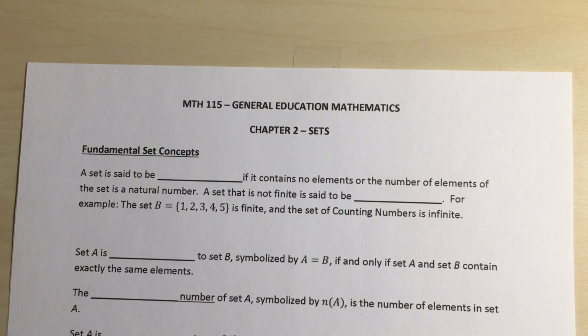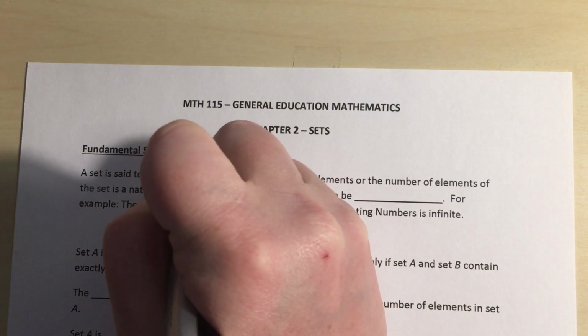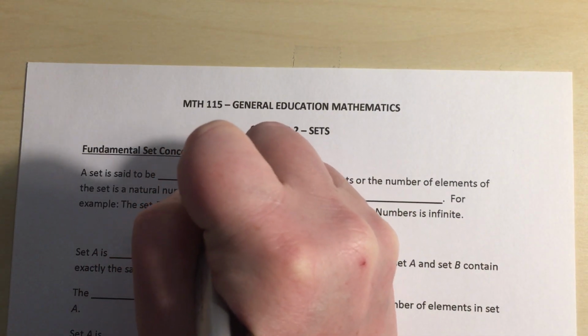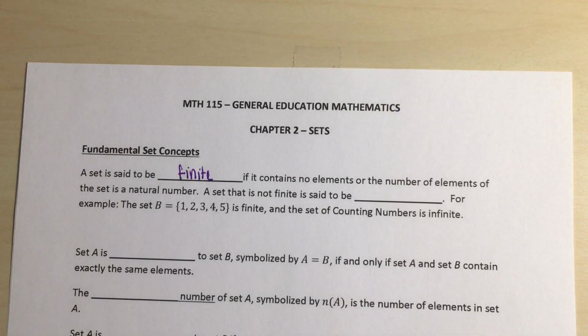Right, so we're going to finish up section 2.1 with a few more definitions. Our first definition is going to be infinite and finite. A set is said to be finite if it contains no elements or the number of elements of the set is a natural number. So basically we have a limited number of elements in our set. We either have the empty set or we might have 2 elements or 3 elements or something along those lines.